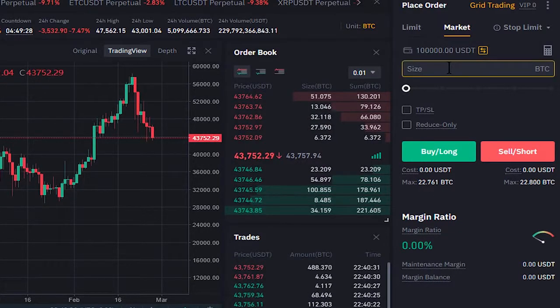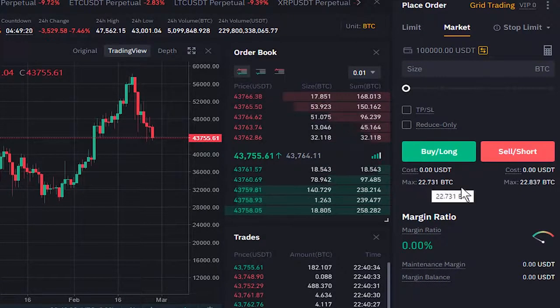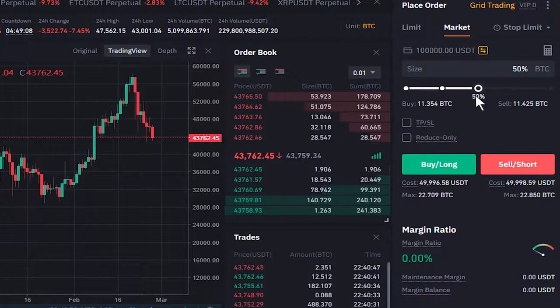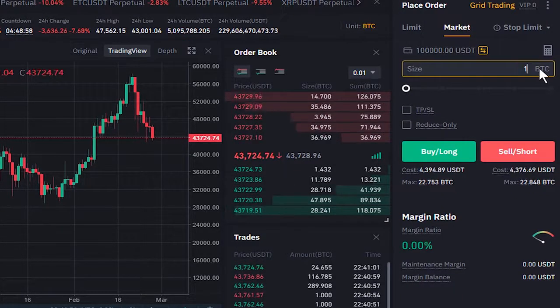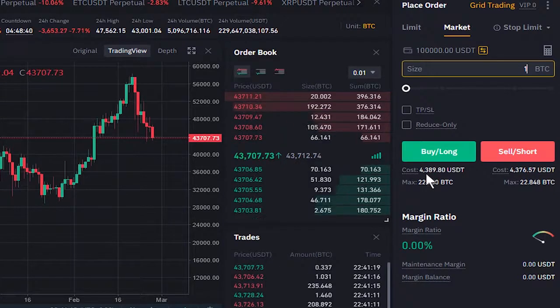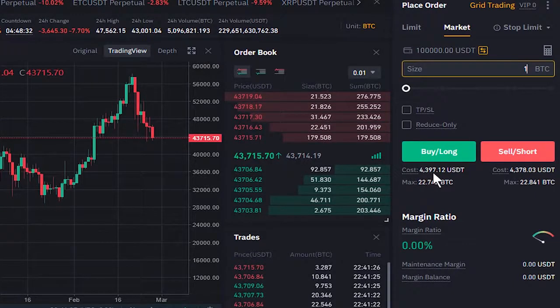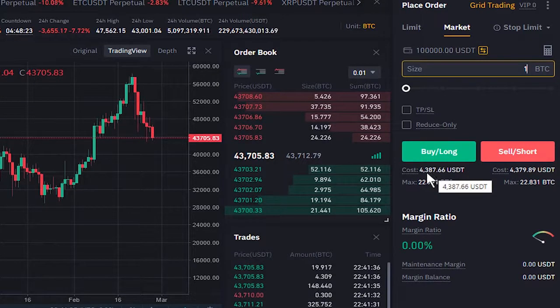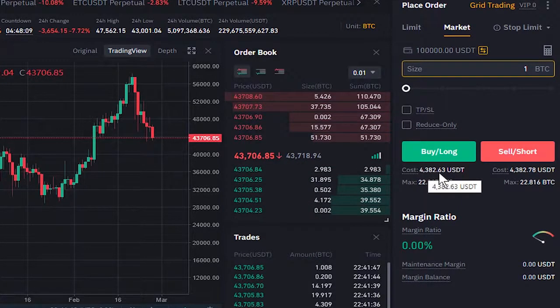Here you enter the amount you want to buy, which cannot be higher than the maximum amount that is shown here, or you can use this slider to automatically set the amount based on percentage of your available Tether. For example, here we enter the amount 1 Bitcoin, and here it shows how much it costs for us to buy 1 Bitcoin, which is 4,397. Why? Because we are using leverage of 10, so Binance takes 4,300 as margin and applies leverage of 10, and we can buy 1 Bitcoin with this 4,300 USDT.